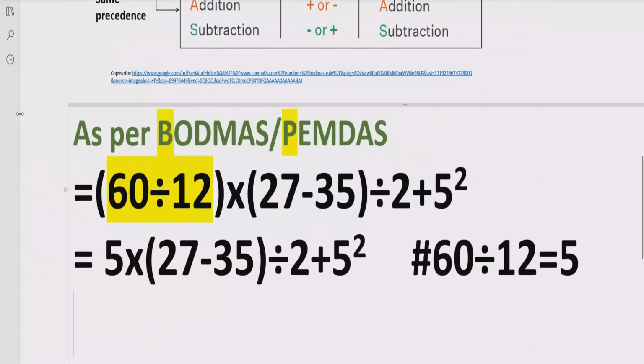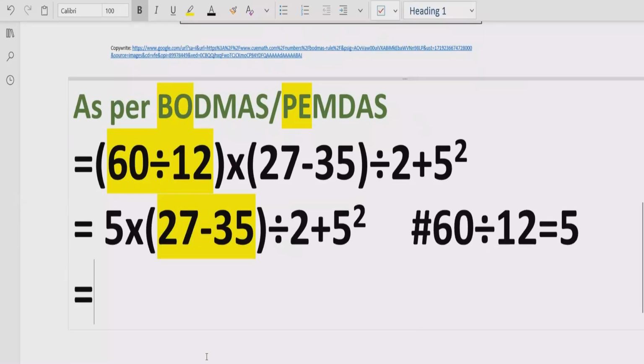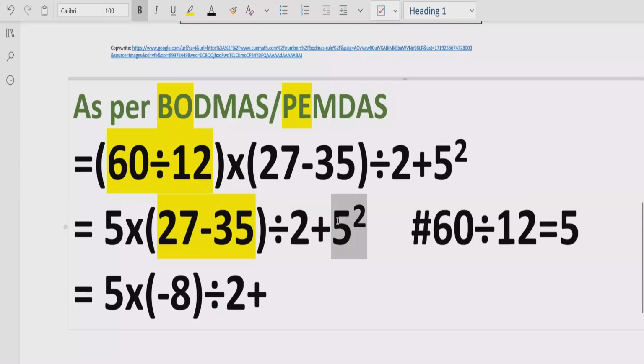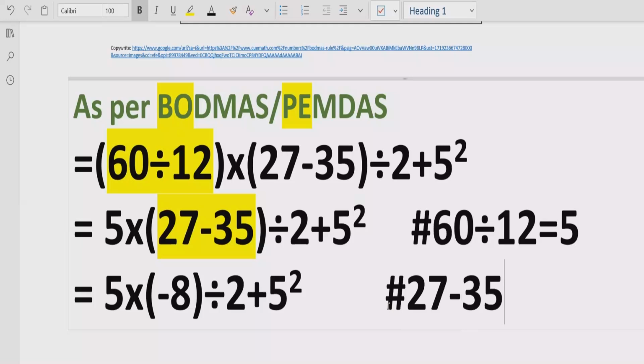Now move forward to solve bracket number 2. So bracket number 2 is 27 minus 35, which equals minus 8. So we get 5 multiplied by minus 8 divided by 2. Again, plus 5 raised to power 2, we will write as it is. And here we give the reference: 27 minus 35 equals minus 8.